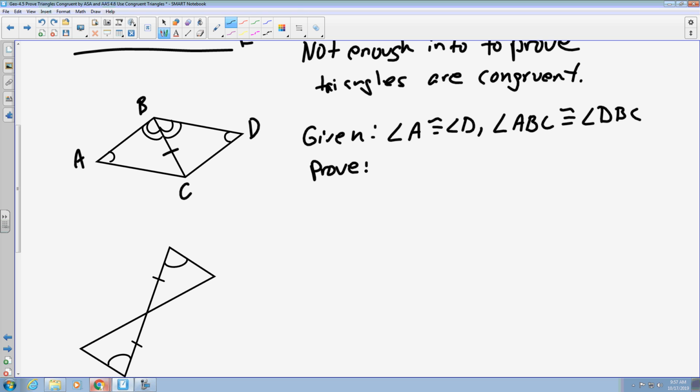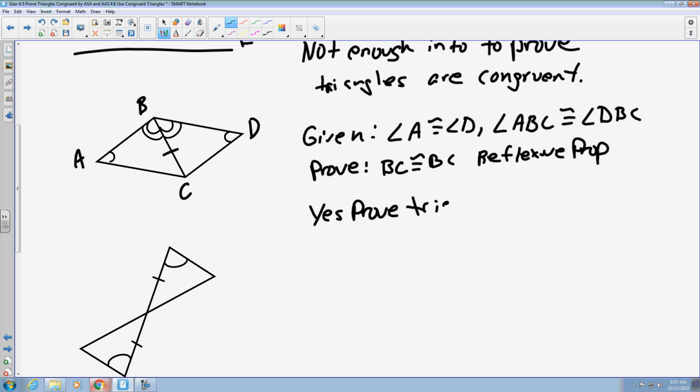Things I can prove: I can prove that BC is congruent to BC due to the reflexive property. Because I have the reflexive property, I have two angles and a side. That particular side is not in between those two congruent angles. So yes, I can prove triangles are congruent using angle, angle, side.